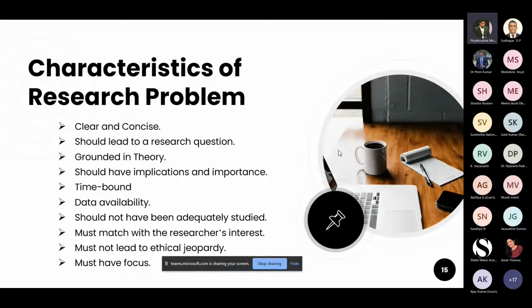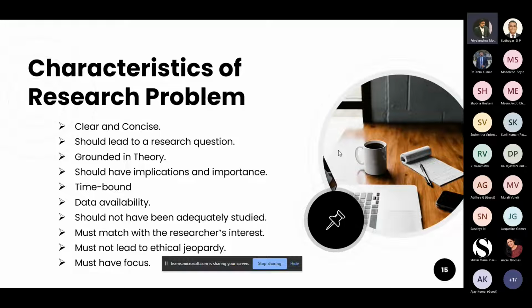Now it should have implication and importance. Please note that in every research, one of the objectives is to solve the problem of the society. So it should be something which is of importance to the society, and it should have implication value. Even though it is implied, whether it is being used somewhere or not, that is a different thing. It may be so that, as we discussed yesterday, many PhD research theses gather dust in the library of some central university or state university. But that's not the point.